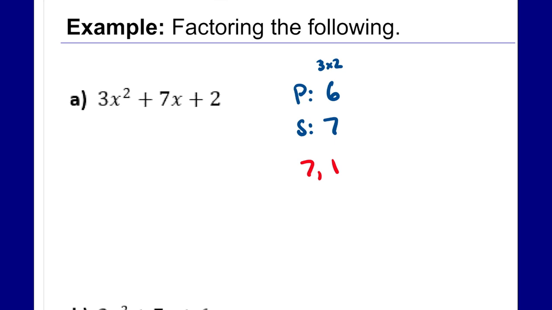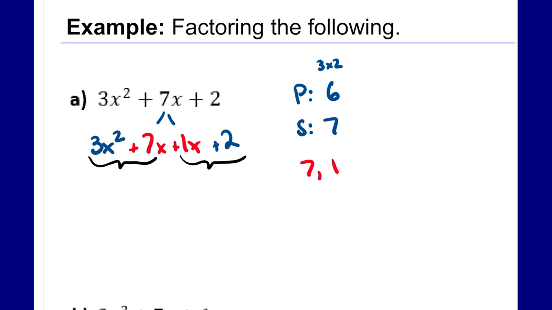So now I'm going to break up this middle term into, well, I'll keep the 3x squared. We'll have 7x plus 1x, and then we'll have the plus 2 on the end. It doesn't really matter what order you put these in. Either way, it's going to work out. We're going to go through, common factor the first two terms. I end up with, I can't really take anything out of the first one except for an x.